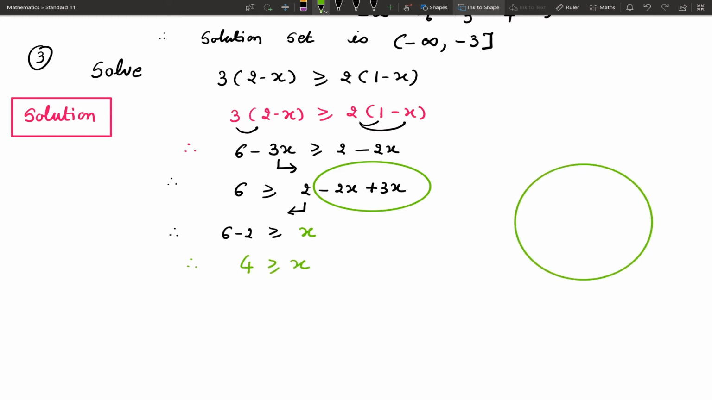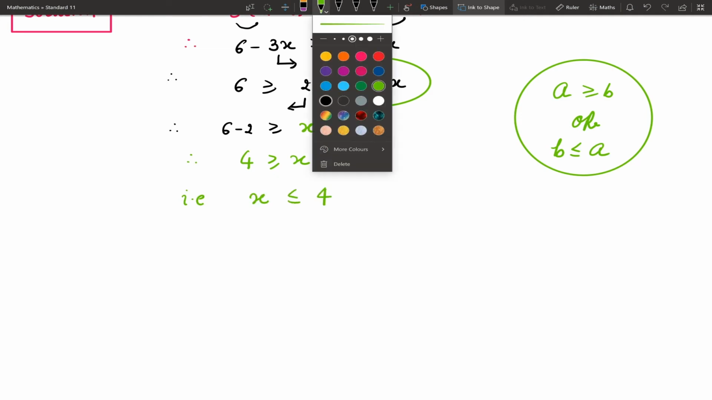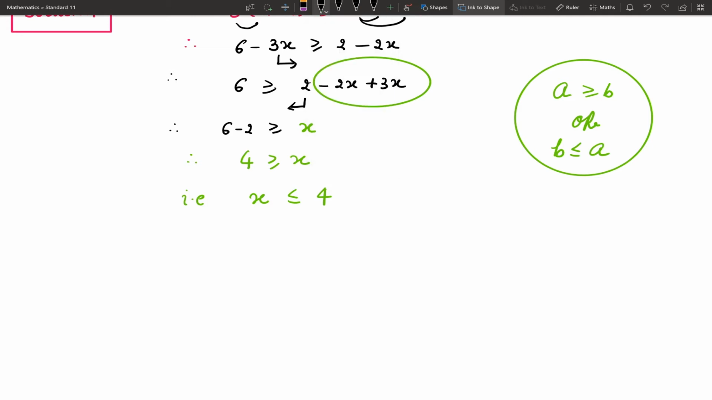Again you note this thing, either we write a greater than or equal to b, or same can be written as b less than or equal to a, that is x less than or equal to 4, and therefore the solution set is minus infinity to closed interval plus 4.